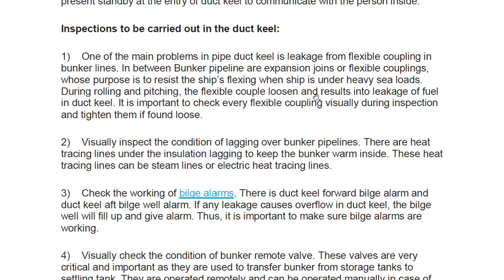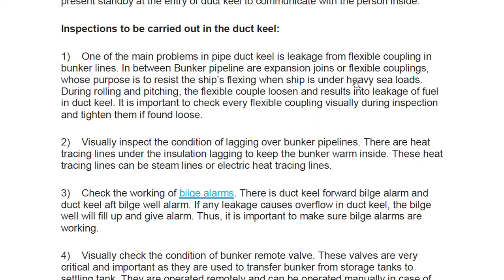When the ship is under heavy sea load during rolling and pitching, the flexible coupling can loosen and result in leakage of fuel in the duct keel. Sometimes one part will compress and sometimes it will extend. Contraction and expansion will take place. Because of this, there are chances that leakage will occur. It is important to check every flexible coupling visually during inspection.